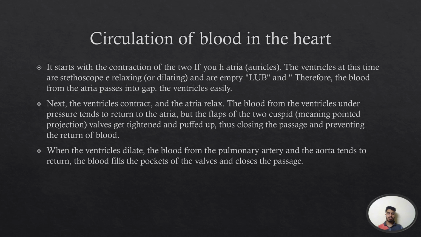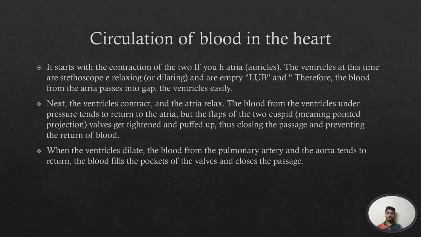In this slide, we are going to learn about the blood circulation within our heart itself, that is, blood circulation within the four chambers of our heart. When the auricles compress, the ventricles are in a relaxed state and the valves are in an open state, and the ventricles are empty, and the blood from the auricles rushes to fill the space in the ventricles.